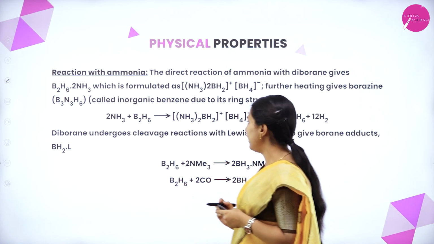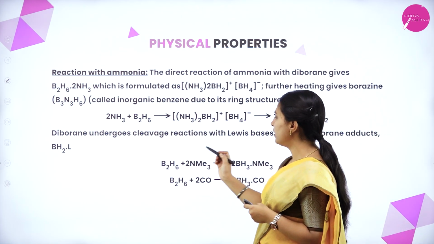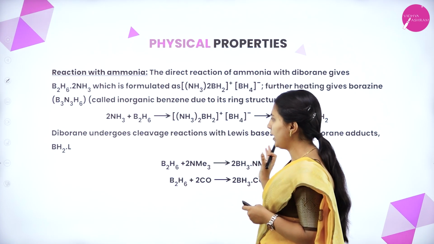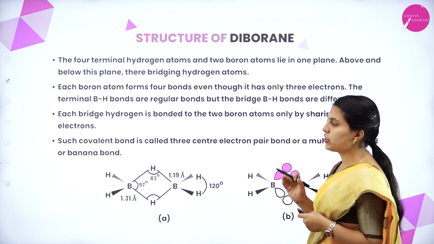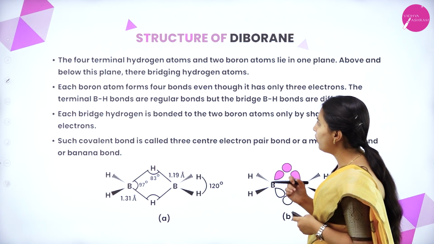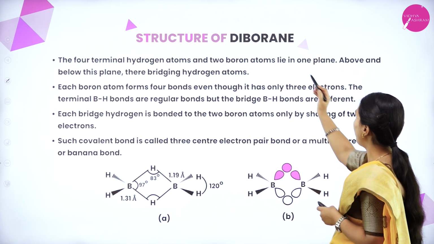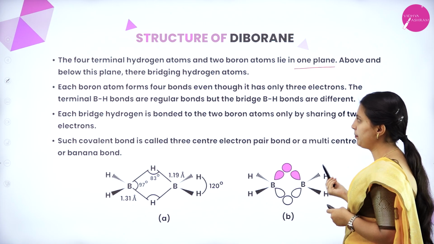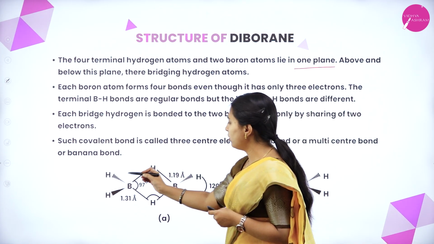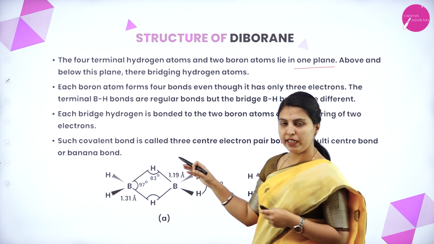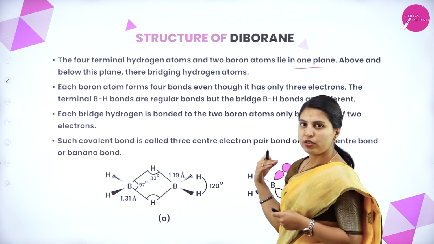Diborane undergoes cleavage reactions with Lewis bases to give borane adducts. See, it will form borane adducts when the cleavage reaction takes place. Next, structure of diborane. The 4 terminal hydrogen atoms and 2 boron atoms lie in one plane. Above and below this plane, the bridge hydrogen atoms can be seen. 4 terminal hydrogens are on the plane and 2 hydrogens are bridge hydrogen atoms.